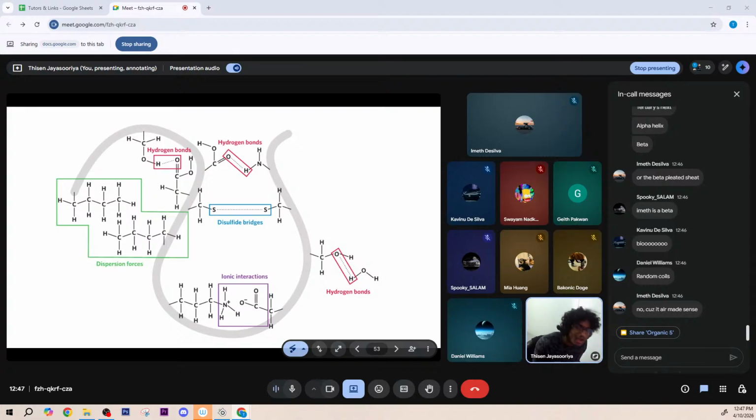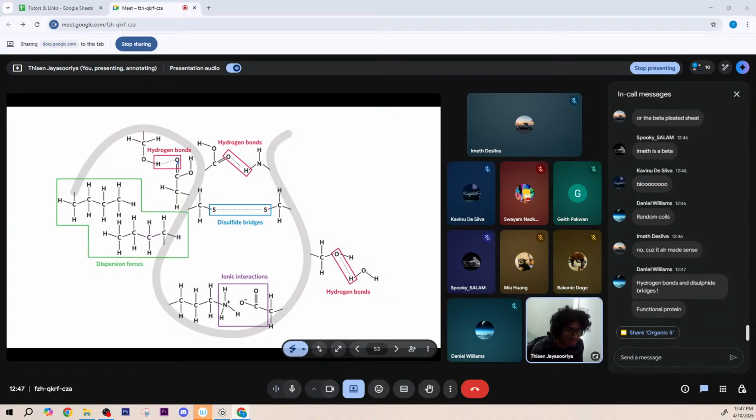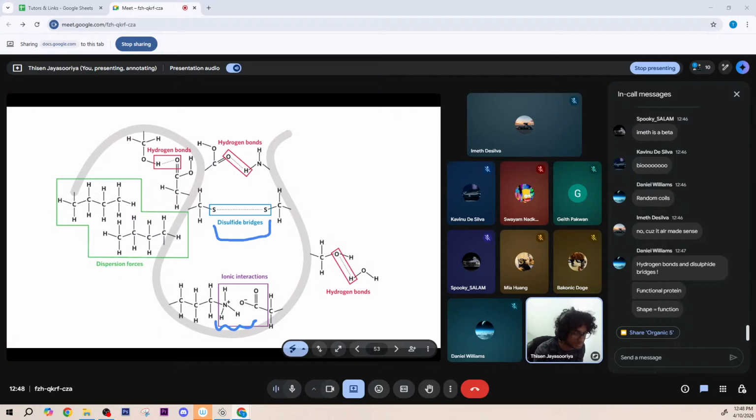Then we have our quaternary structure. Our quaternary structure, I mean not quaternary, our tertiary structure. Our tertiary structure is the bonding between the residual groups of our amino acids. Yeah? So our amino acids could have hydrogen bonding. They could have dispersion bonding. They could have ionic interactions. We'll talk about these ionic interactions in a bit. They could have disulfide bridges.